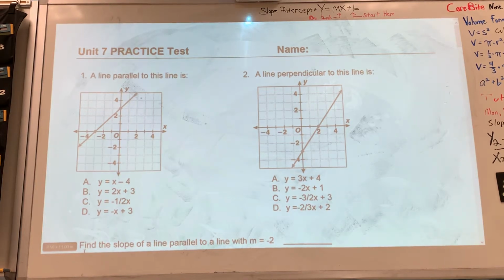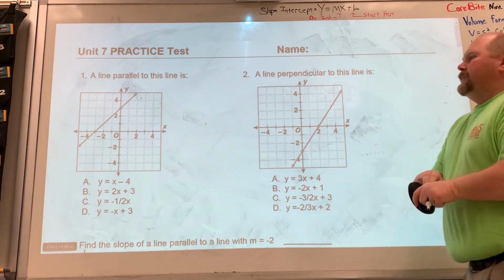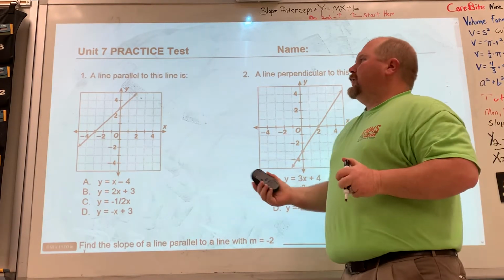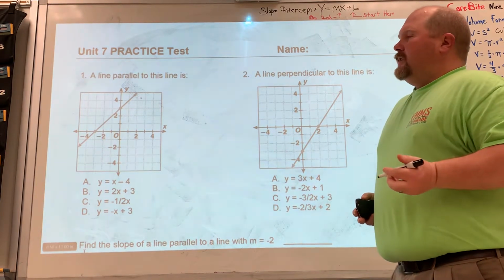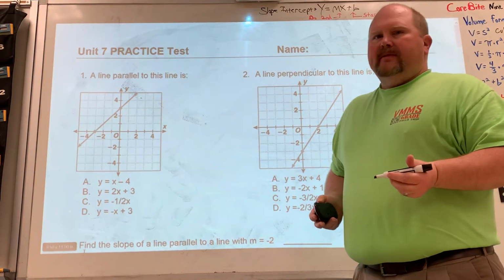All right, Unit 7 practice test. So the first two questions are about parallel and perpendicular lines. So number one, a line parallel to this line. To know if it's parallel, you need to know the slope of the original line.